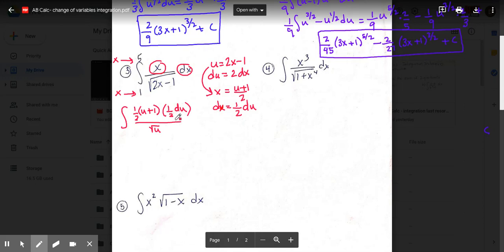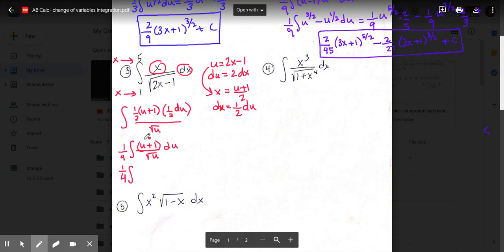All right, so we got to clean this up. So I'm going to bring both halves out. That makes it 1/4 the integral of u plus 1 divided by root u times du. All right, we still don't like this form. We don't want to integrate the way it is right now.